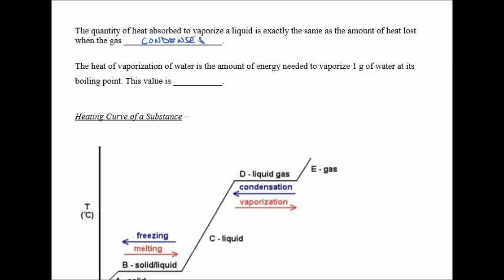And the heat of vaporization of water is the energy needed to vaporize 1 gram at its boiling point. This value is 2260 joules per gram. It is also found in Table B, and we can see by comparing it to the heat of fusion, it takes a lot more energy to boil water than it does to melt ice.